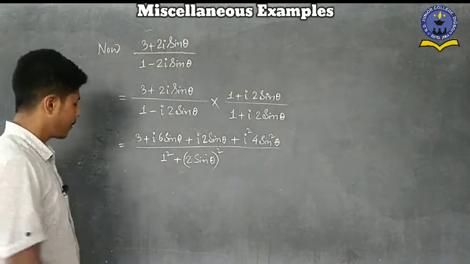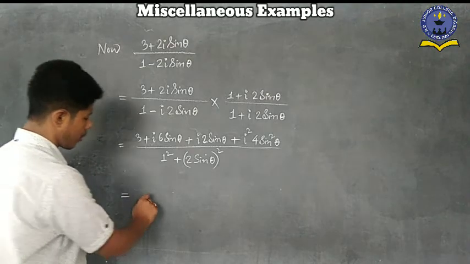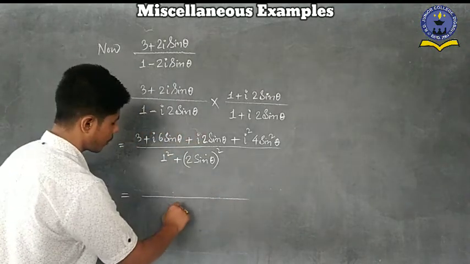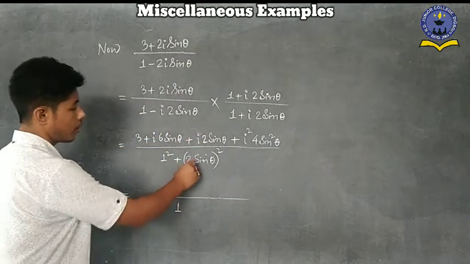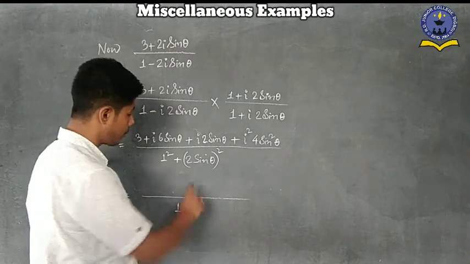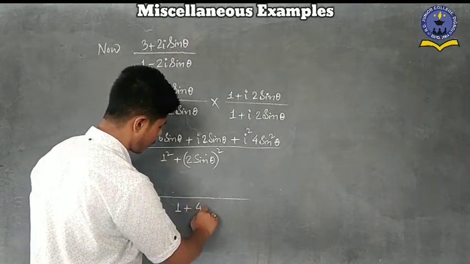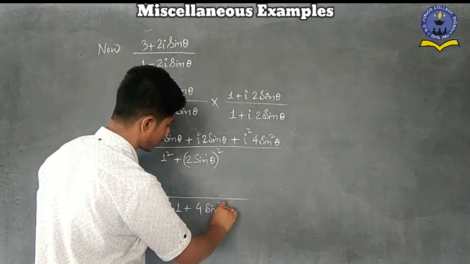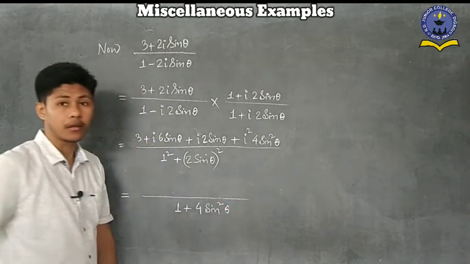Is it clear? Now after that, if you see the denominator part, this one is 1 plus 4 sin square theta. Is it clear?